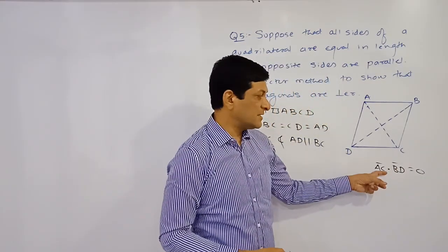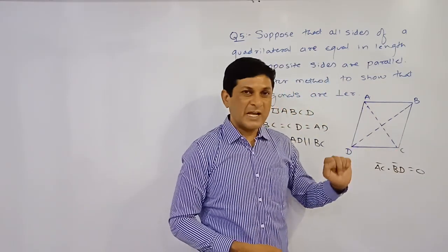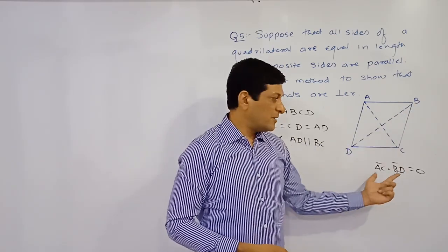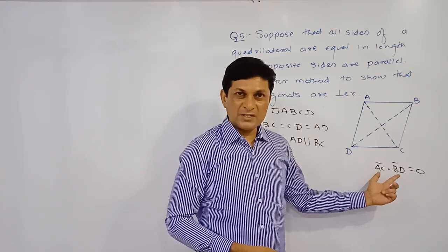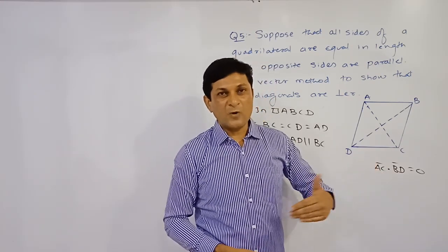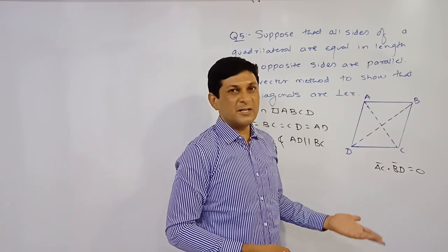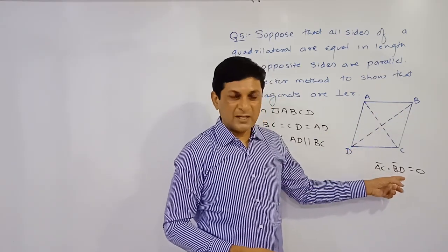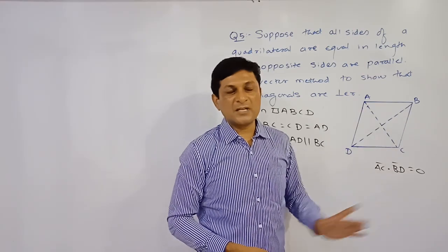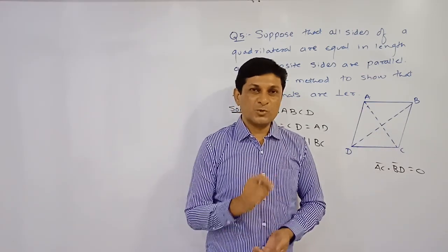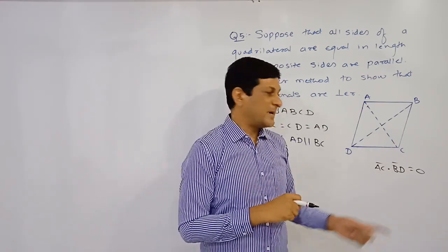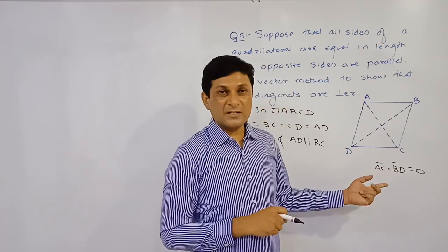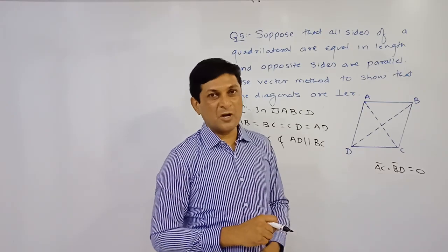AC bar is nothing but the vector along the first diagonal, and BD bar is nothing but the vector along the second diagonal. If we are able to show that their dot product is 0, it means these diagonals are what? Perpendicular. If these vectors are perpendicular, we can say that these diagonals are also perpendicular. So to show that the diagonals are perpendicular, we have to show that these two vectors are perpendicular. And to show that vectors are perpendicular, we have to show that their dot product is 0.